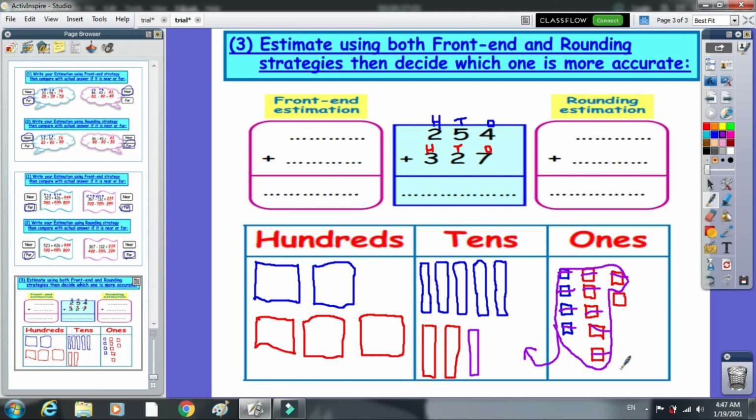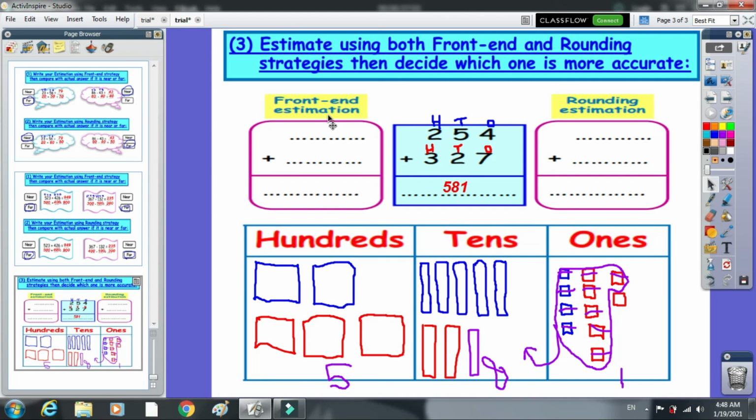So here I have only 1 in ones, and how many tens I have here? 1, 2, 3, 4, 5, 6, 7, 8. So they are 8 tens now. And how many hundreds? 1, 2, 3, 4 and 5. So the actual sum now is 581. And now I will use the first strategy, which is front-end estimation.